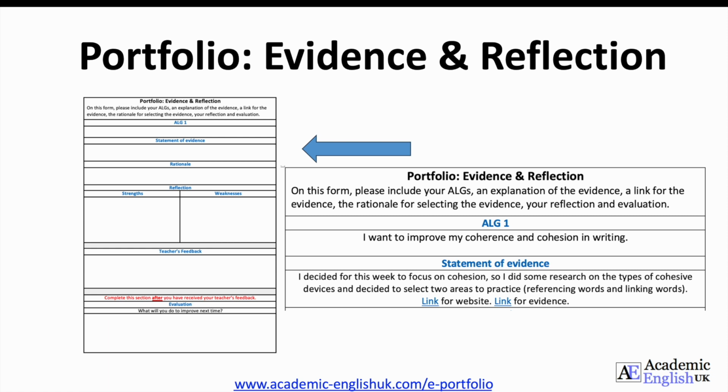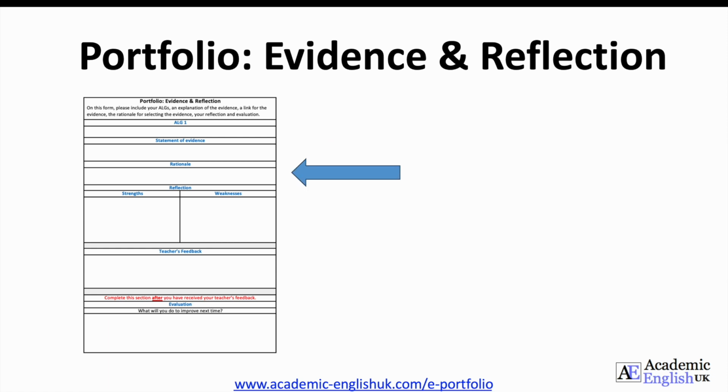The form also includes a rationale section which explains why the student has selected the method, and a reflection of the student's strengths and weaknesses in relation to the goal. There's a small section for the teacher's feedback, which should include something positive that the student has done well and areas to improve for the following week. And at the end of the form, there's an evaluation section for the student to write how they will improve. So that's the portfolio evidence and reflection form, and I said earlier that they also need to include their evidence.